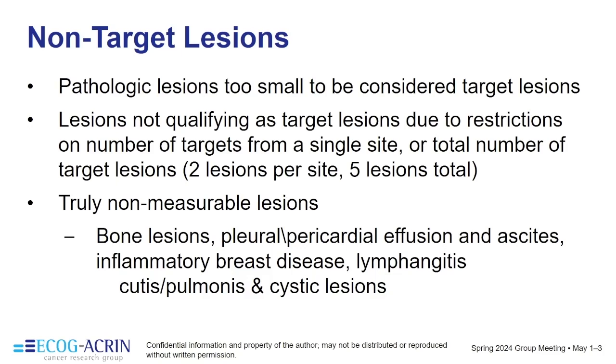And then we also have truly non-measurable lesions. Typically, these are bone lesions, pleural pericardial effusions, metastases, inflammatory breast disease, lymphangitis cutis pulmonis, and cystic lesions. And these are also listed in section 6.1. Occasionally, bone lesions will be accepted if it's mostly in the soft tissues. So please, once again, refer to section 6 of the protocol to double check the non-measurable lesions.